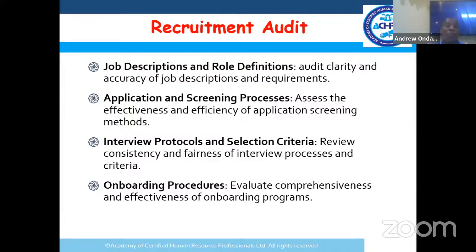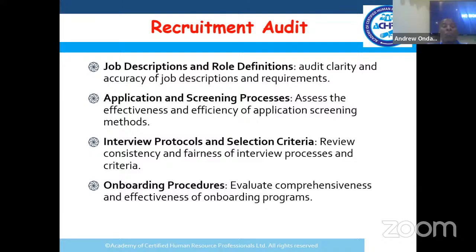Secondly, we look at application. People cannot apply before you advertise. So as HR managers, you are expected to find out whether the sources of applicants were identified. There are two sources. One, the internal source for promotion, and external sources. Because people cannot apply without you attracting them.